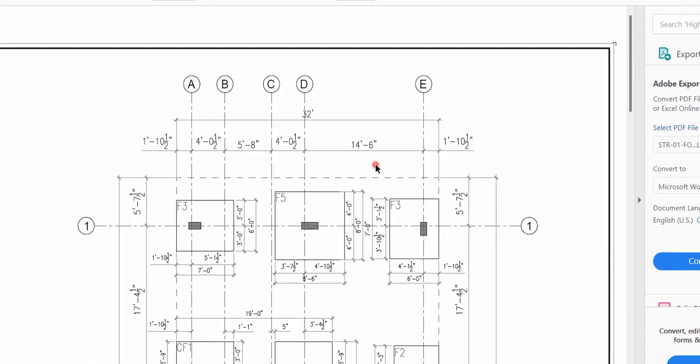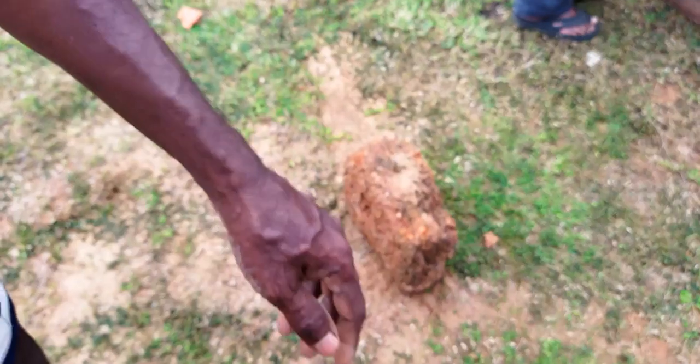So you can see now this guy has started marking it from here, that is from this center to this center it has to be 14 feet 6 inch, right? So the same marking we are doing now, this center to this center. In the same way, from this center to this center it is 4 feet half inch, from this center to this center it is 5 feet 8 inch, and this is again 4 feet half inch. So whatever values are mentioned here, the same you can see it here.